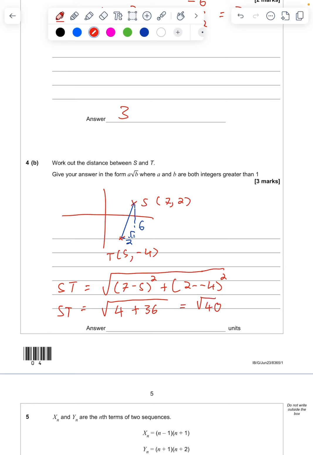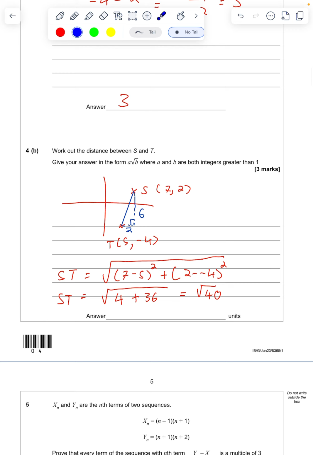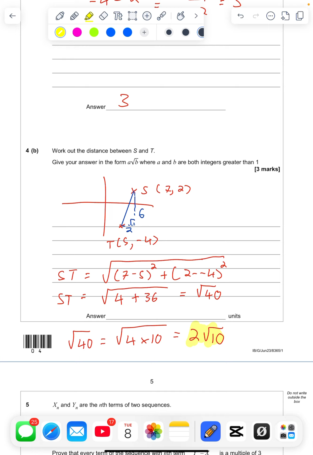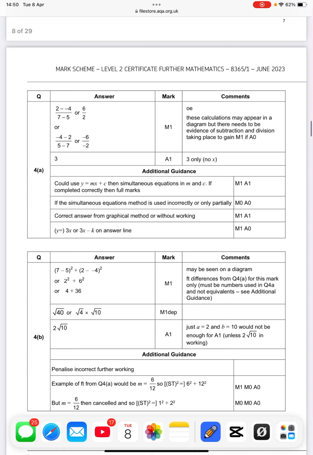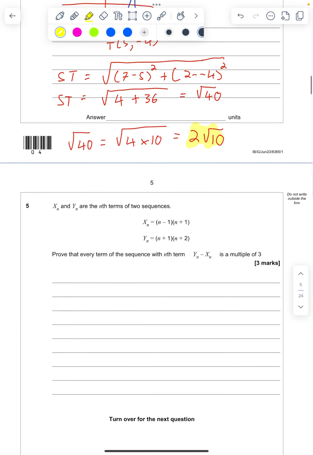Now, just read the question carefully. It's saying, give your answer in the form a root b, where a and b are both whole numbers. Now, root 40, you can simplify because we can recognize that root 40 is going to be equal to root 4 times 10. And that's good because root 4 gives you 2, times root 10, so 2 root 10. And that should be your answer, unless I made a mistake, but that should be fine. Where a is 2 and b is 10. Let's just go and check the mark scheme. So we got 3, didn't we? And we got 2 root 10. So that's looking good.